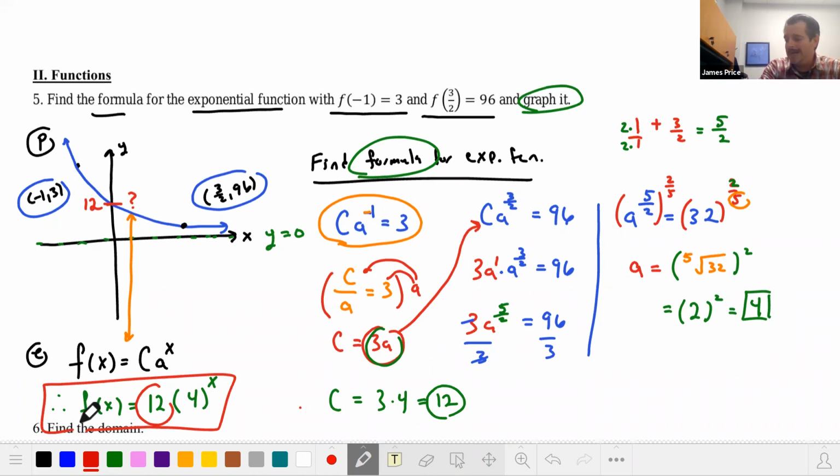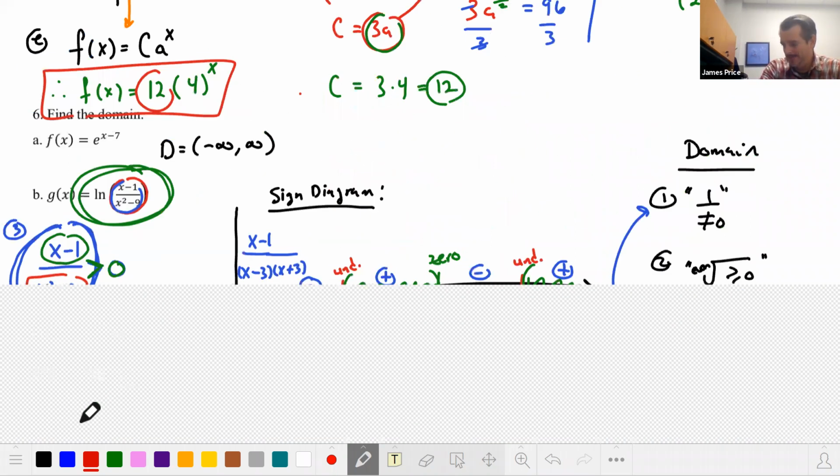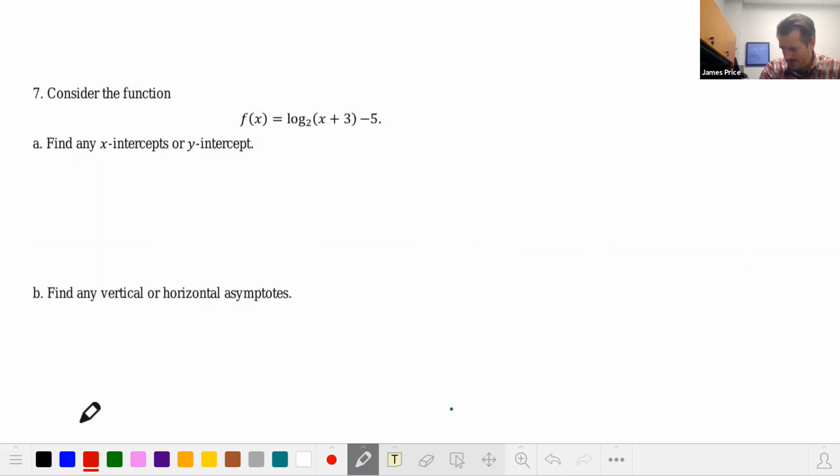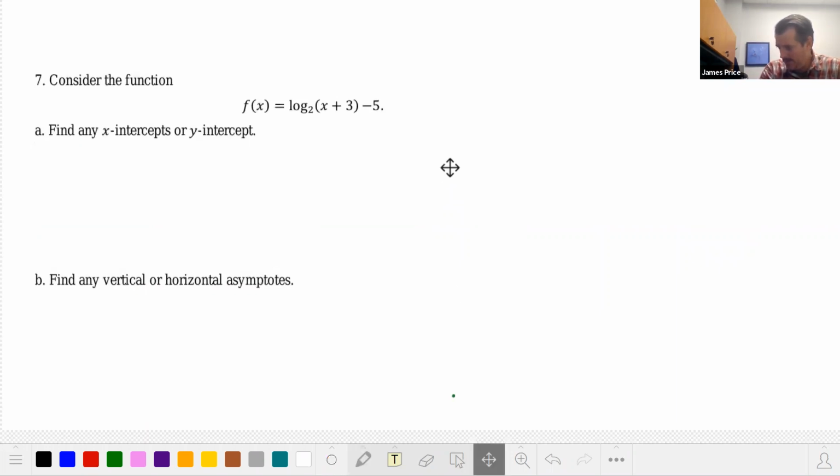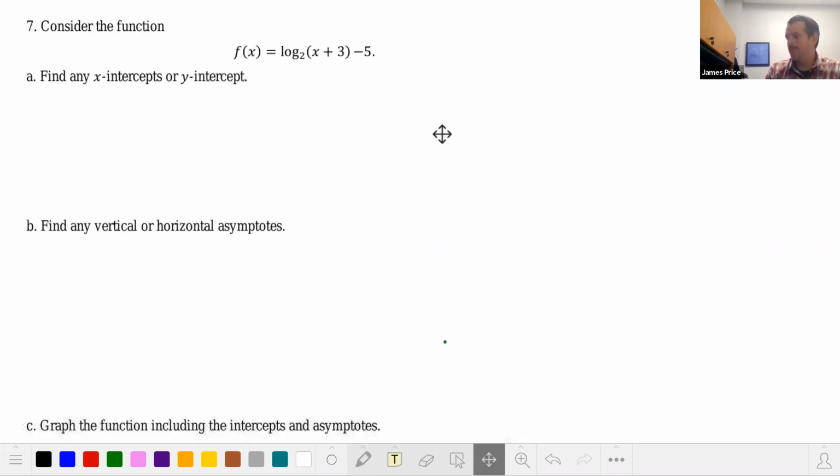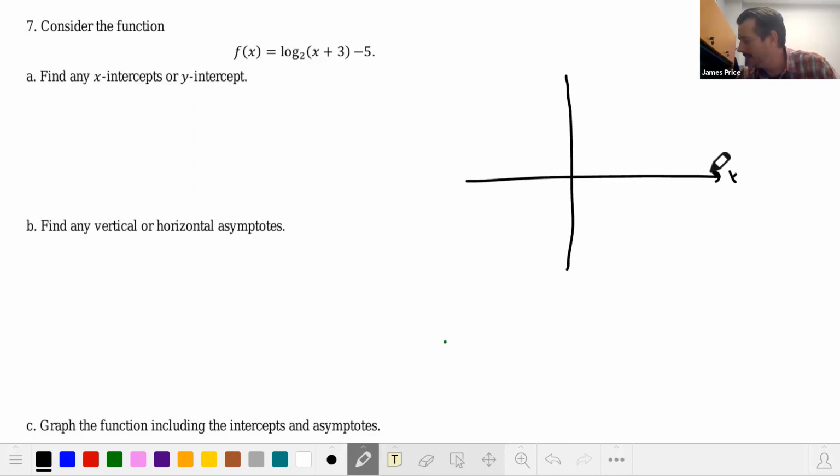So now going back down to number 7, what do we have? We want to graph a logarithmic function. And so how do we graph logarithms? Well, we find the intercepts, asymptotes, put those on the graph, and then we can graph it. So over here, let's just draw a little graph. So I have x and y. And I want to graph this log base 2 of x plus 3 minus 5.